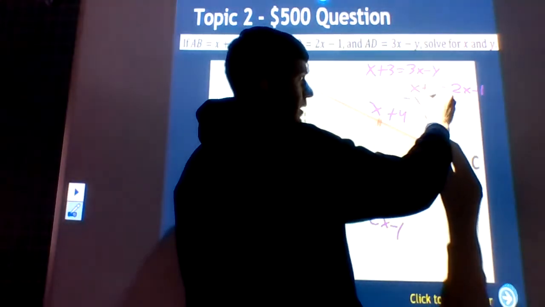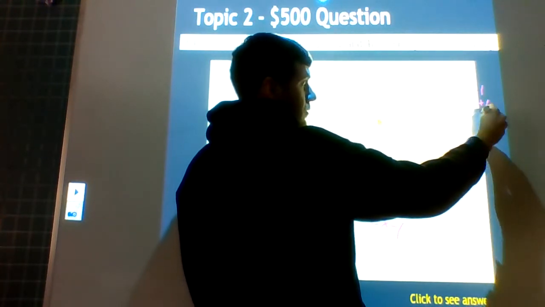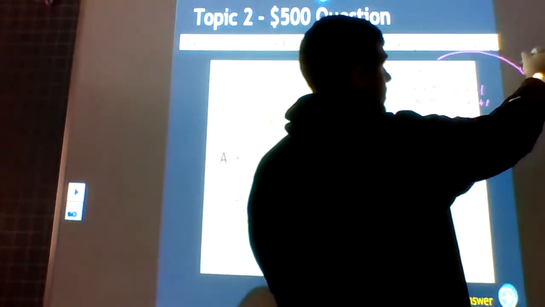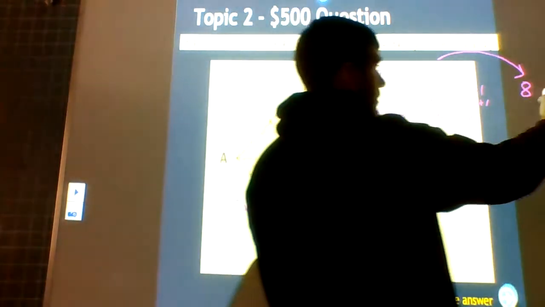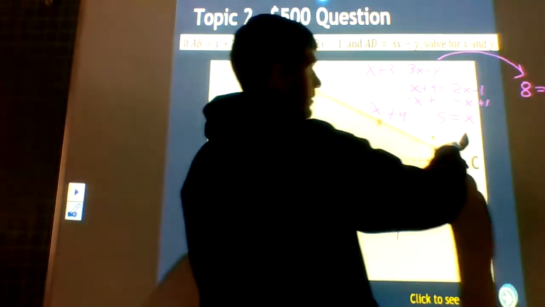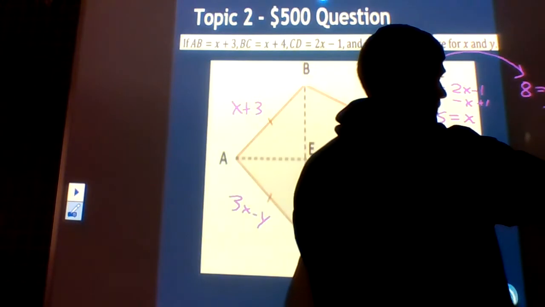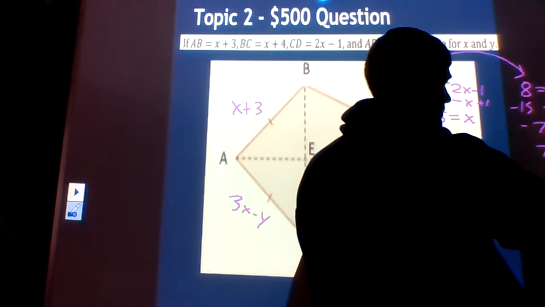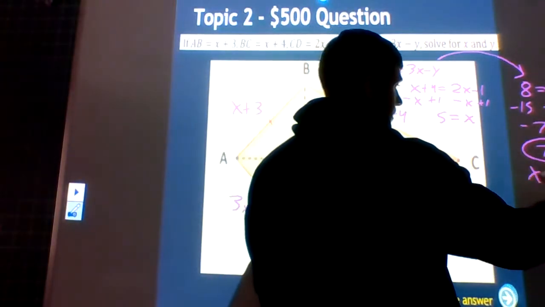So subtract x and add 1. You get 5 equals x. We plug that back into here. We get 8, right? 5 plus 3 is 8 equals 15 minus y. Subtract 15. Negative 7 equals negative y. So 7 equals y. And then x was 5.